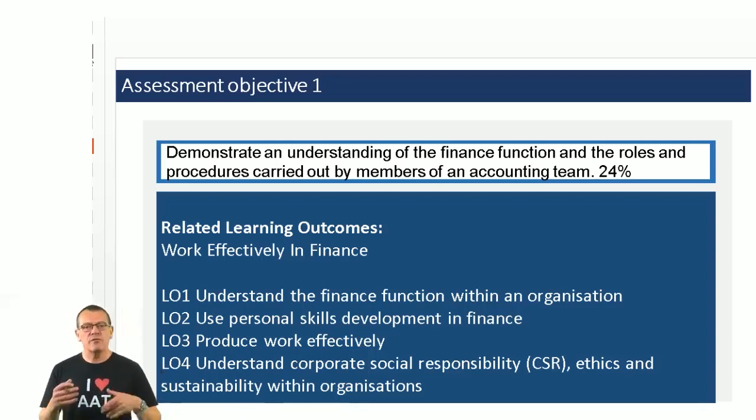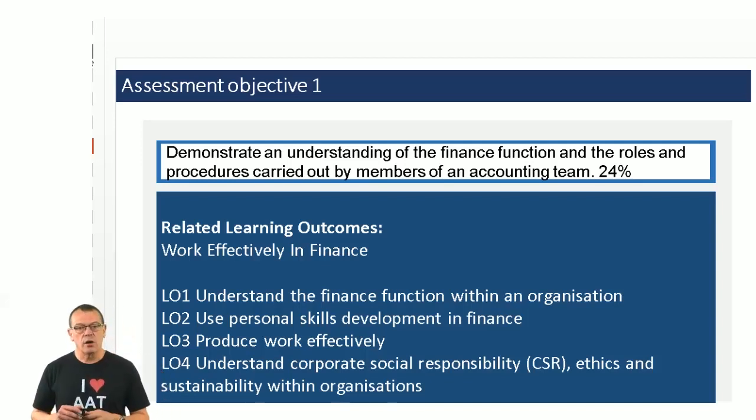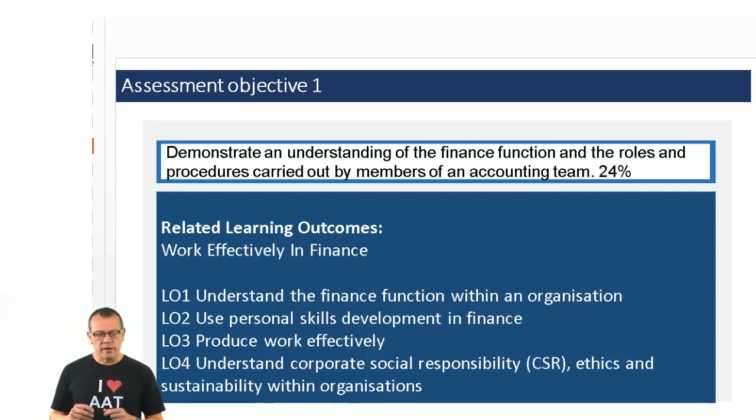What we've got here are 4 learning outcomes from Working Effectively. We're looking at the finance function within an organisation. This could be the management accounting function and also the financial accounting function, so it could be either or, could be both. We're going to look at personal skills development in finance. That's examined. Producing work effectively. And then CSR, corporate social responsibility, which comes from your Working Effectively unit.